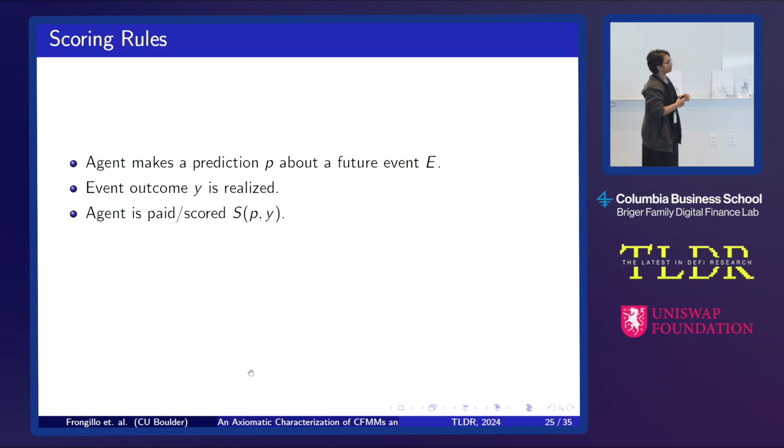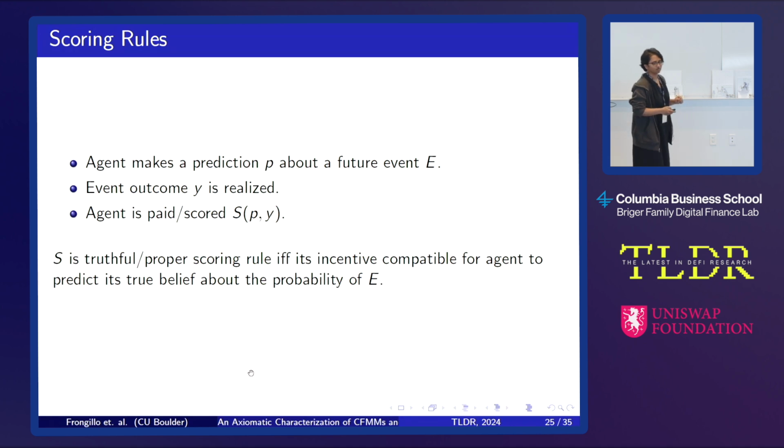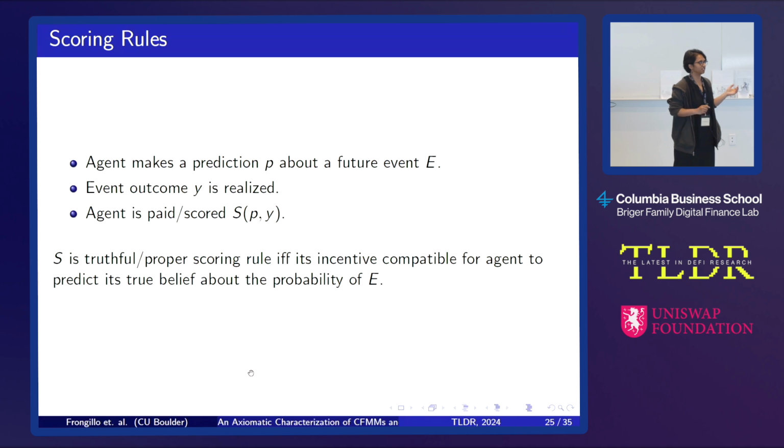Just for people who are not familiar with scoring rules, let me introduce them. They're a mechanism to score predictions made by agents. If there is a future event E, and an agent makes a prediction P about the event, and the outcome Y is realized, the agent is paid or scored S of P of Y. And this scoring rule is proper, or truthful, if and only if it's incentive compatible for the agent to actually report their true belief about the event, so the agent has no incentive to lie about their belief.